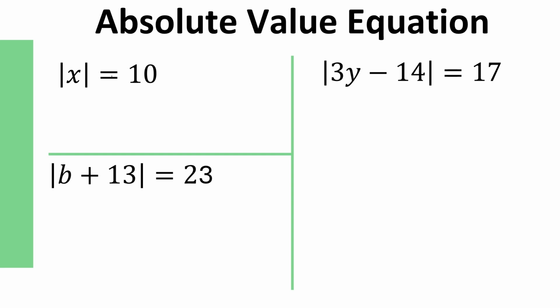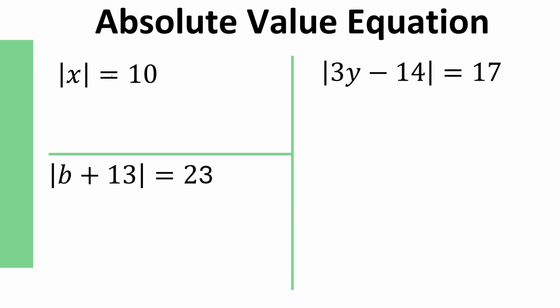Absolute value tells us how far a number is from 0 on a number line. Since distance is always positive, whatever is inside the absolute value bars, whether negative or positive, is always going to give you a positive result.